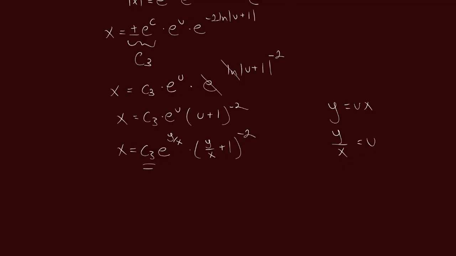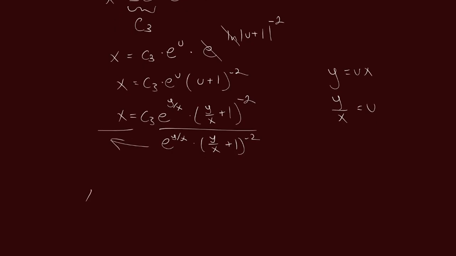We're going to have c isolated. So we're going to divide everything by e to the (y over x) times (y over x plus 1) to the power of minus 2. And same goes for that as well. So this becomes x e to the minus y over x times (y over x plus 1) to the power of 2 equals c3. Okay? And that should conclude to be your final answer.